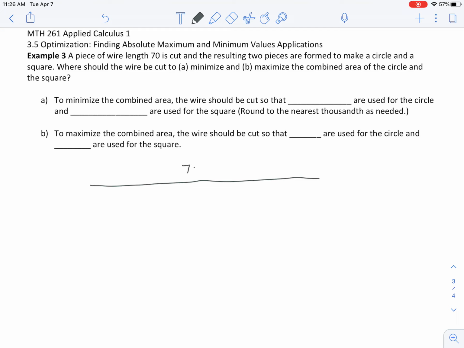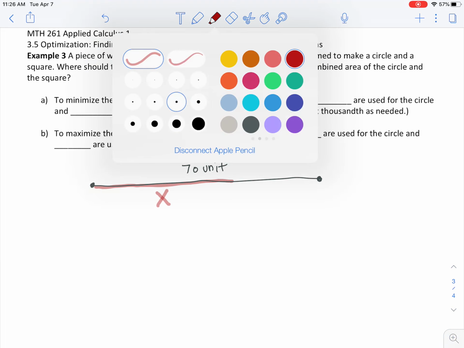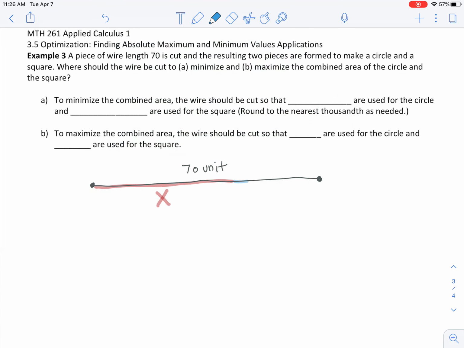A piece of wire length 70 is cut, and the resulting 2 pieces are formed to make a circle and a square. Let me draw what's going on so far. So we have a piece of wire, 70, they didn't tell us the unit, just 70 units. Inches or centimeters, however long. But I'm cutting this into 2 pieces. Not equal pieces. If it was equal, they would have told us. But just somewhere, I'm just going to cut it.